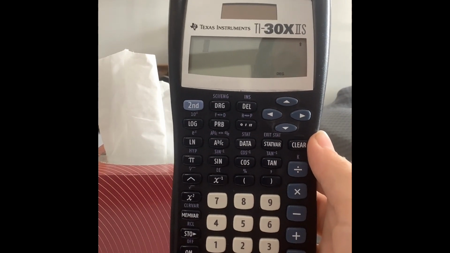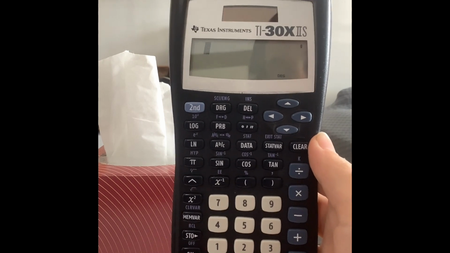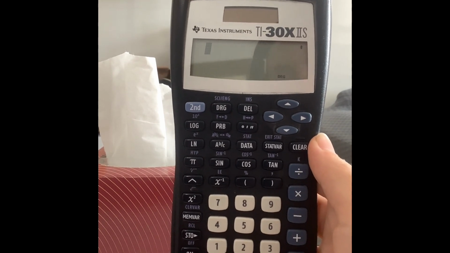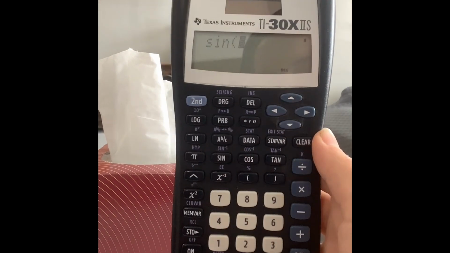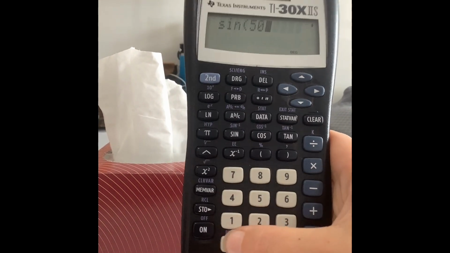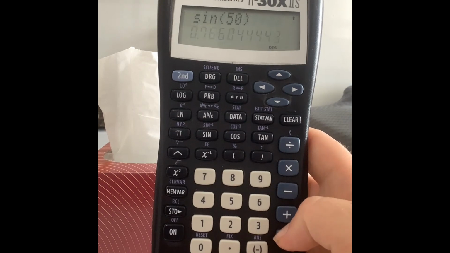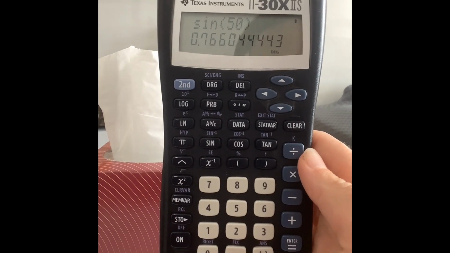Now we can learn how we can find what the value of sine, cosine, or tangent is if we have an angle. So let's say we want to find the sine of 50 degrees. We're going to press the sine button, type in the angle that we want, close our parenthesis, and that's now giving us the value of that function.